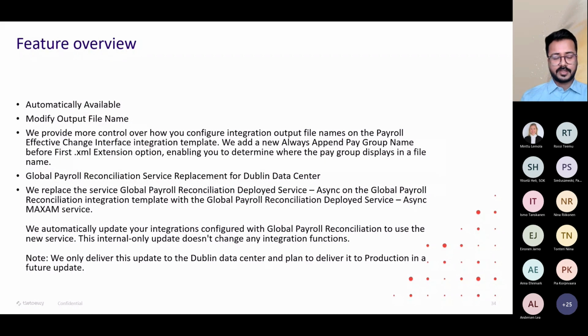The next feature, which is also automatically available, is modify output file name. With this, Workday provides more control over how you can configure integration output file names on the Peachy template. They have provided an option to always append the pay group name before the first XML extension so that you can see your pay group name in the file. Then we have the same Async Maxim service, which we have already covered.